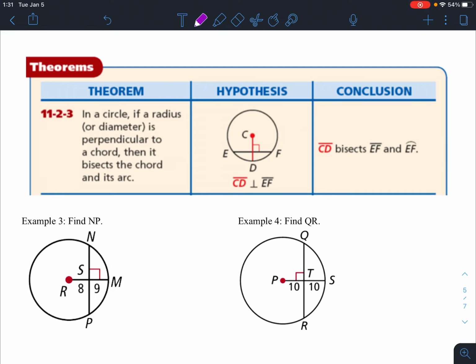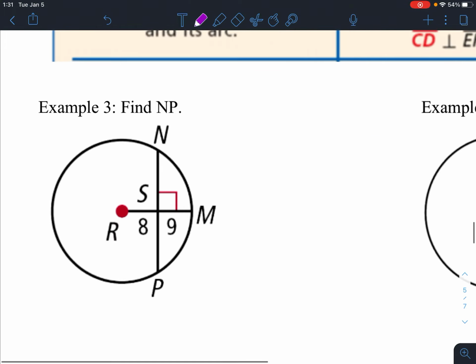All right, now we have a theorem that says in a circle, if a radius or diameter is perpendicular to a chord, it bisects the chord and the arc. Okay, so you see a little picture that says CD and EF are perpendicular, therefore CD bisects the arc and chord EF. All right, why is that helpful? Let's take a look at example 3.